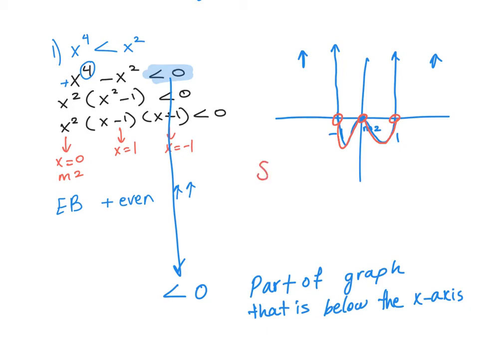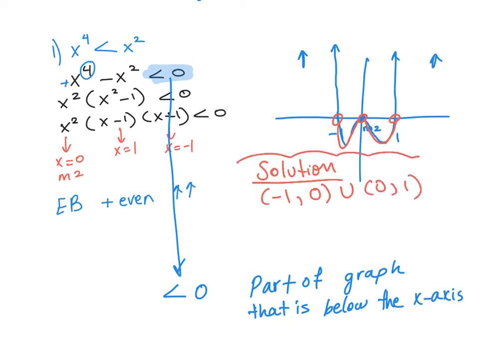So how can I write my solution? I know that the part that is below the x-axis starts at negative 1, that's not included. Then it goes up till 0, that is not included. Then picks up again at 0 and ends at 1. So that would be the solution of that inequality.